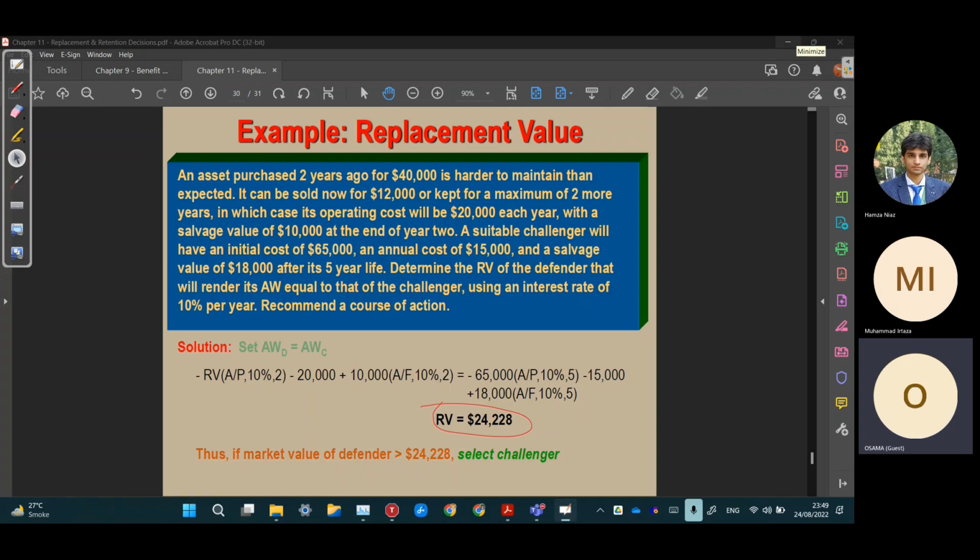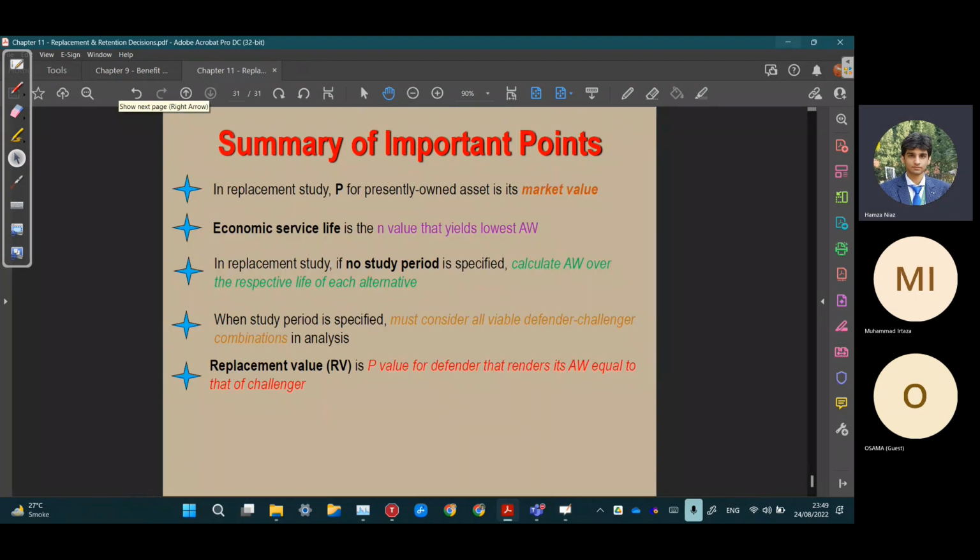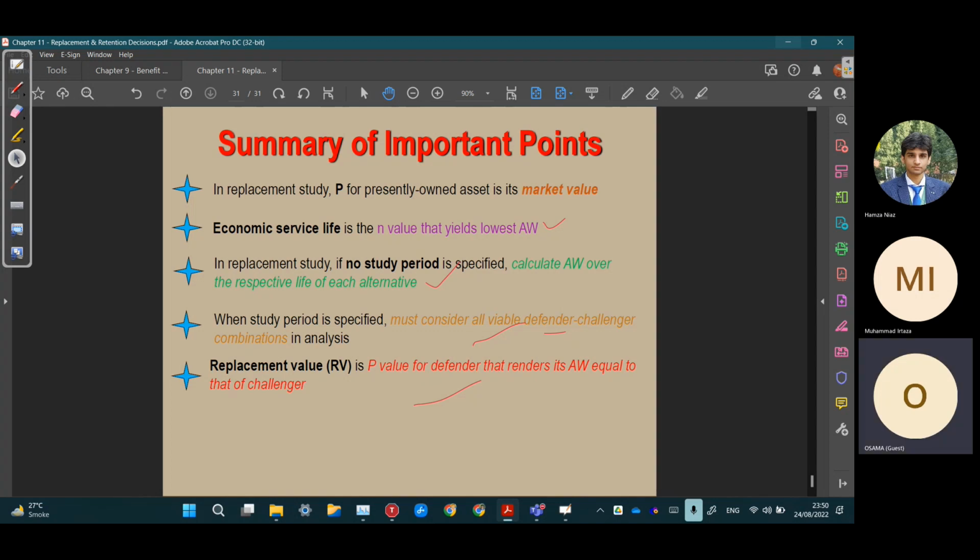All right. So this was all about chapter number 11. In chapter number 11, what we have to find is the economic service life. We have done the study period, and we have considered all combinations of defender and challenger, and we have always found the replacement value. Any issue in this one? No.